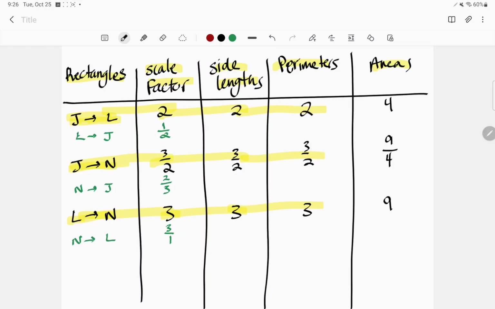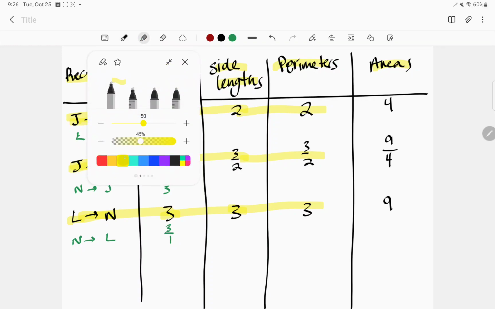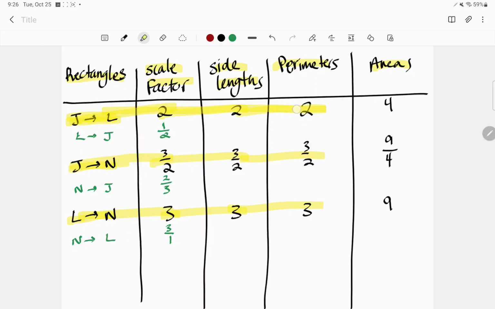So the side lengths and perimeters are related. But if you double the side lengths, like if you look up here, we are doubling these side lengths from J to L. We're doubling these side lengths right here. That means that you more than double. You double the area. Okay? So doubling the side lengths will take the area times 4.